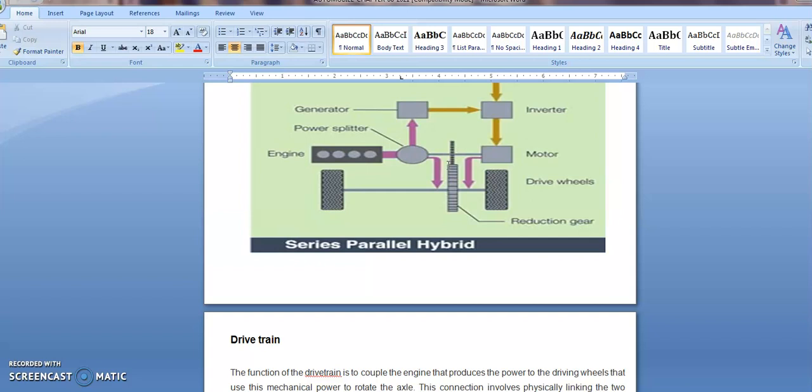This is all about the three types of hybrid vehicle: series hybrid, parallel hybrid and series parallel hybrid. And in this video we also completed a short article on the drivetrain.